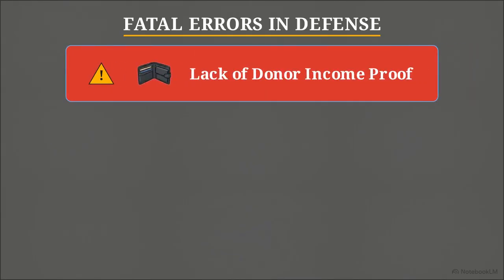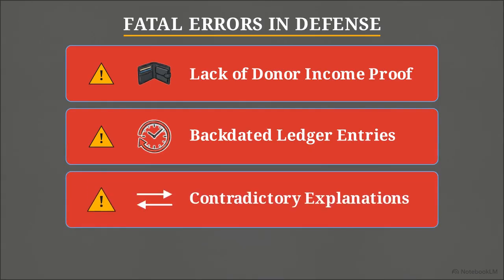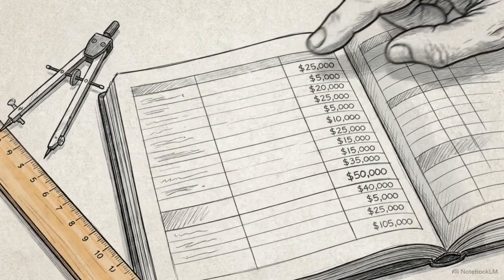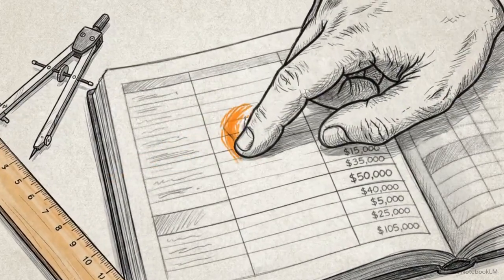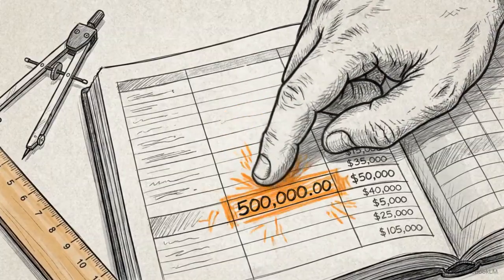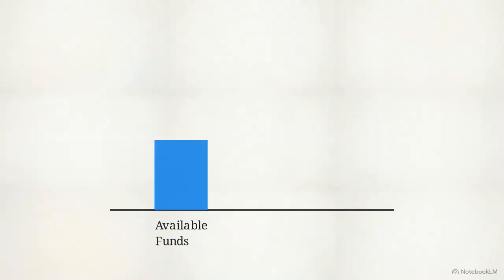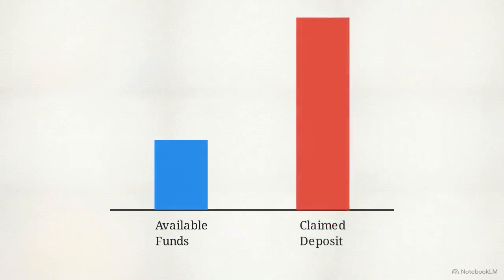The most frequent fatal errors include claiming large cash gifts without donor income proof, submitting backdated ledger entries, and providing explanations that contradict previous tax years. The objective is simple. The assessing officer must be able to trace every rupee back to a verifiable document without relying on your verbal assurances. Documentary evidence loses its defensive value if the underlying accounting logic is mathematically inconsistent. The fastest way to guarantee an addition to your taxable income is presenting a ledger with a negative cash balance, or claiming a deposit that mathematically exceeds the cash you had available on that date.